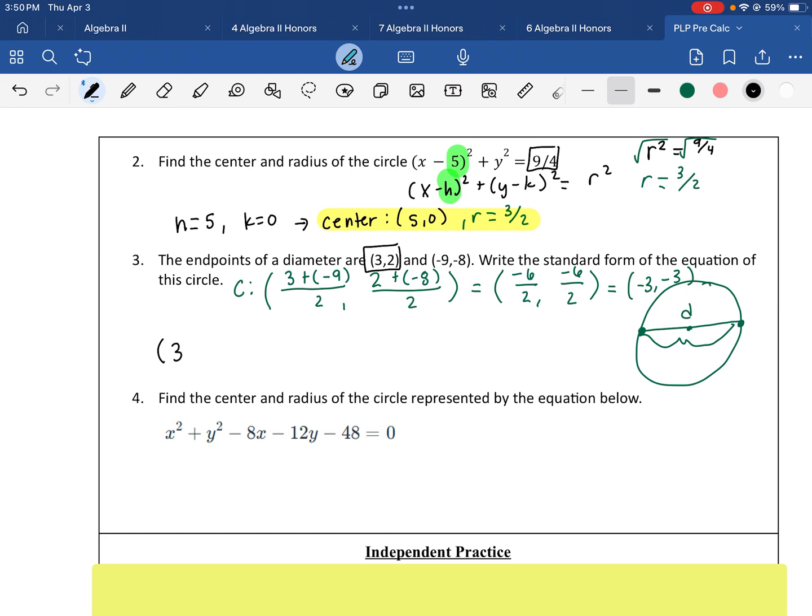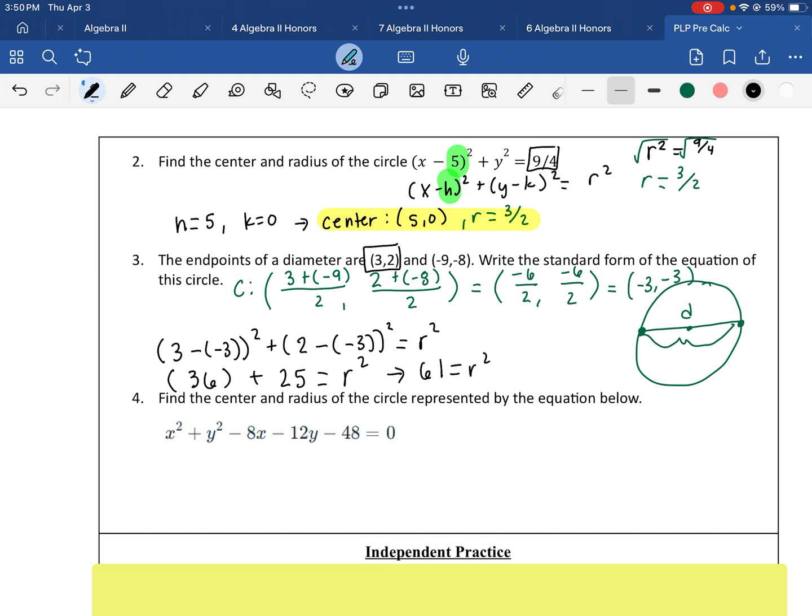So we have x, which is 3, minus our h, which is negative 3, squared, plus our y, which is 2, minus our k, which is negative 3, squared. It's going to give us our r squared. 3 minus negative 3, that is 6. 6 squared is 36, plus 2 minus negative 3, 2 plus 3, that's going to give us 5 squared. 5 squared is 25. That gives us our r squared. So our r squared is 61.